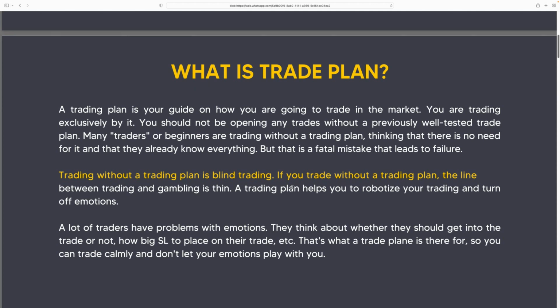So what is the trade plan? As I explained, it's your guide to trading forex or crypto or whatever you're trading. You cannot basically trade without a trade plan, because if you do that, it's going to be gambling. That's called gambling. That's not trading. Every trader needs to have a trade plan in place before he even starts trading.